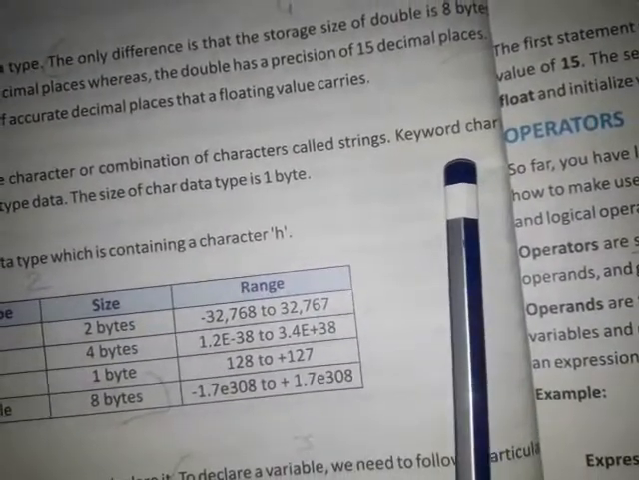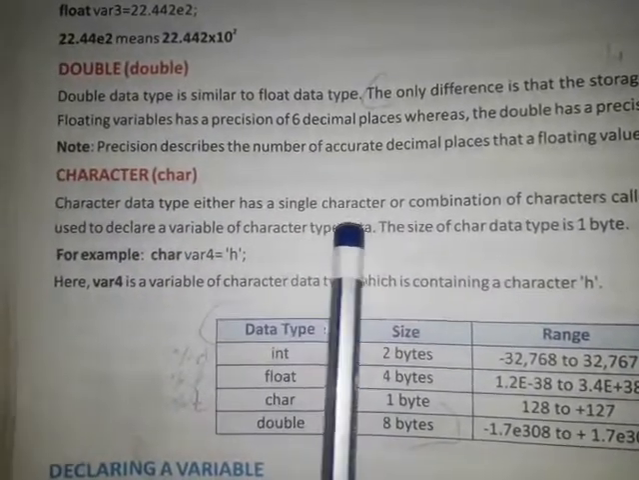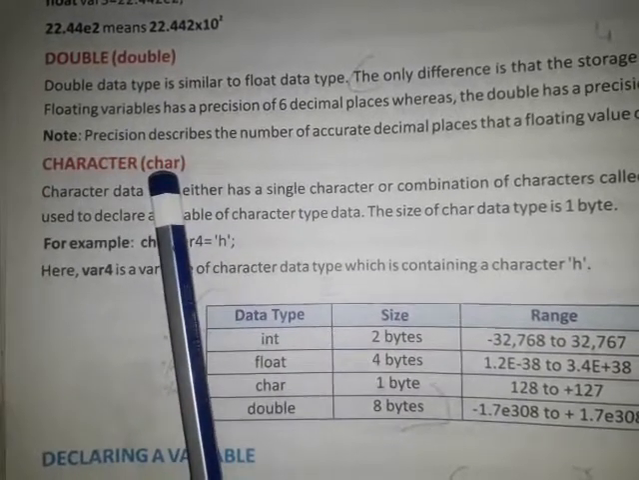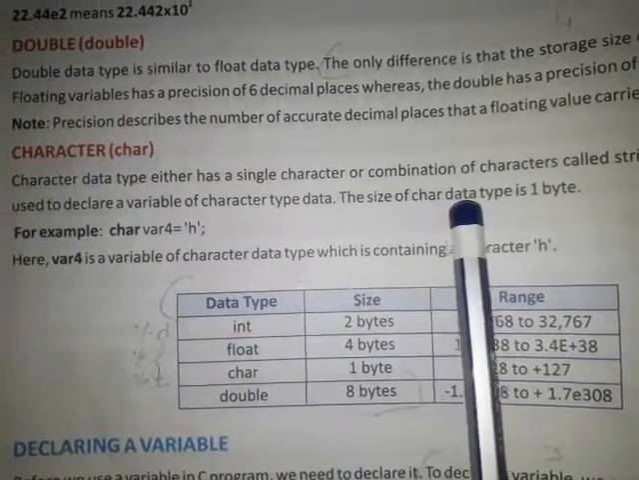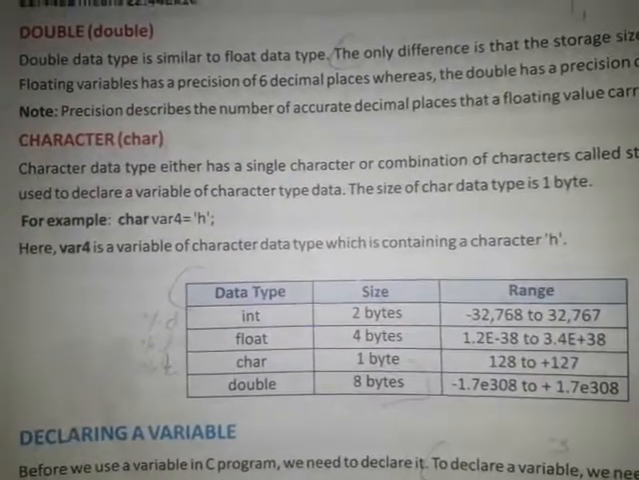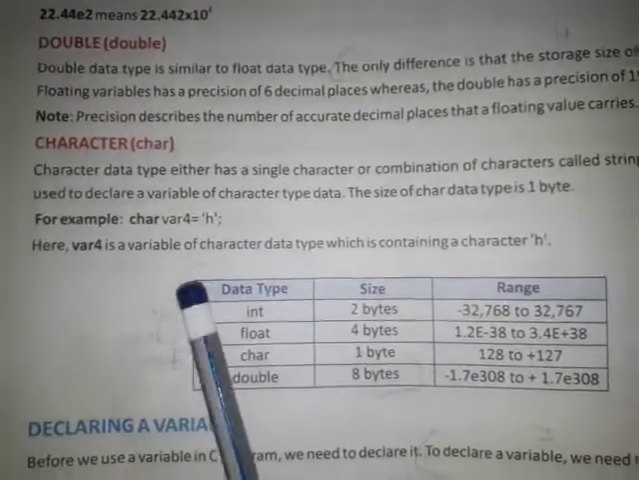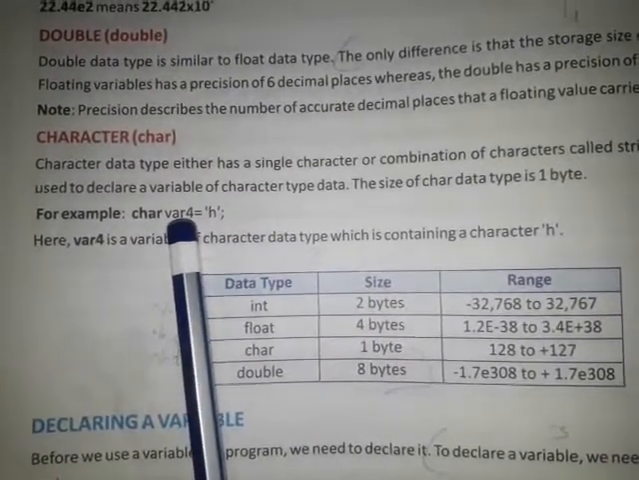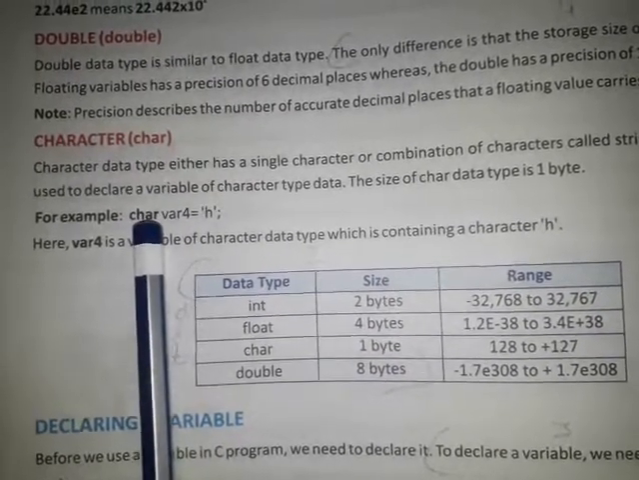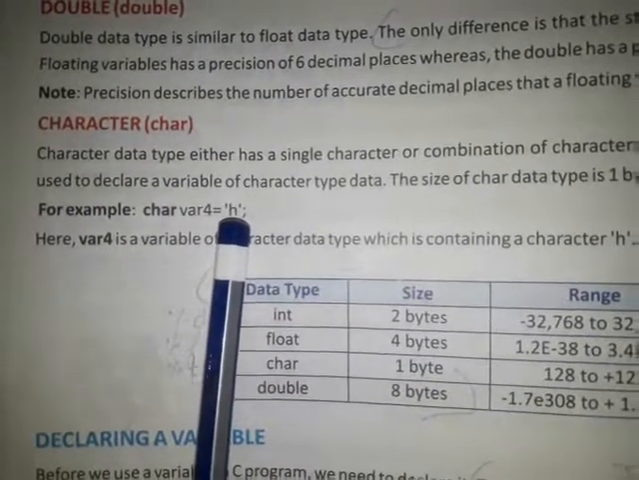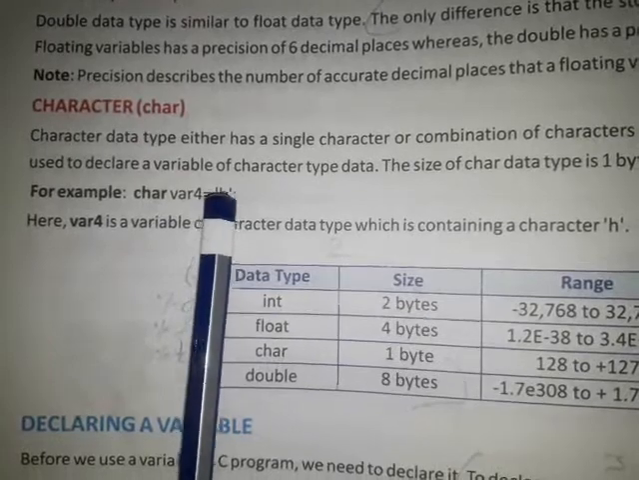Keyword char is used to declare a variable of character type data. We can use char to declare a variable which stores character type data. The size of the char data type is 1 byte. It has the capability to store 1 byte of data. For example, char var4. So this is our variable which can store character values, and here is a single character. Look here, the single character H is written in single quotes.